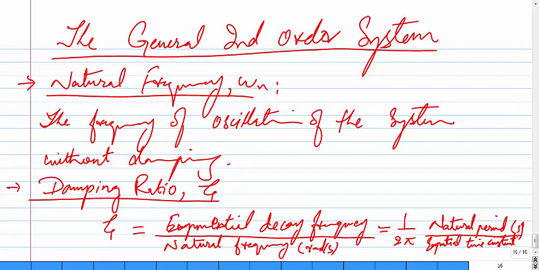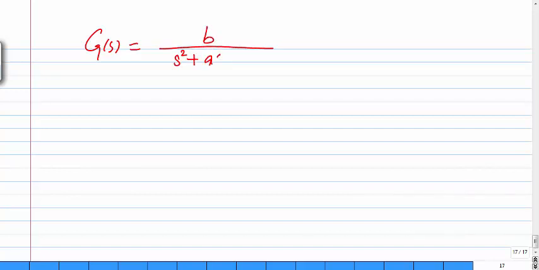So this is the ratio that tells us about the damping of the system. There are two important properties of a general second order system: one is known as natural frequency, the other is known as damping ratio. Damping ratio is a variable to quantify the damping. Now, if we write the transfer function of a generalized second order system, that is G of s equal to b divided by s square plus a s plus b. So this is a second order system.